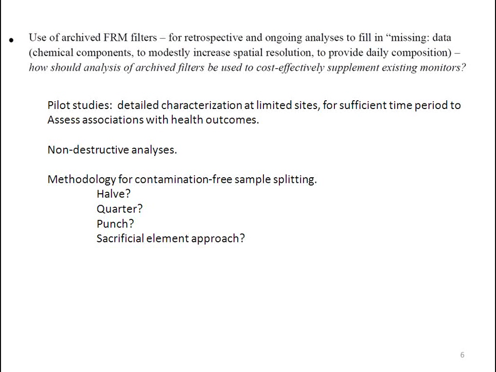And maybe some fractionation of PM 2.5. Michael mentioned PM 0.1. Maybe something as simple as PM 1, which gets rid of most of the crustals, not all of them, but most of them.